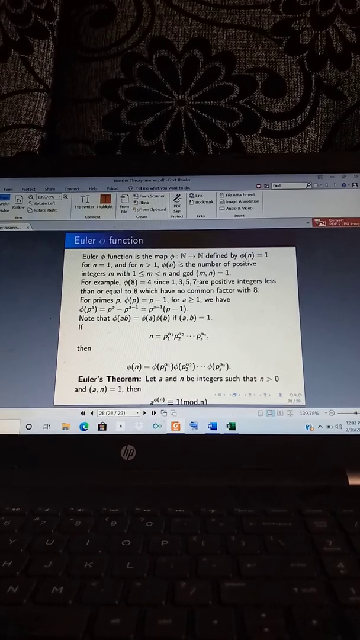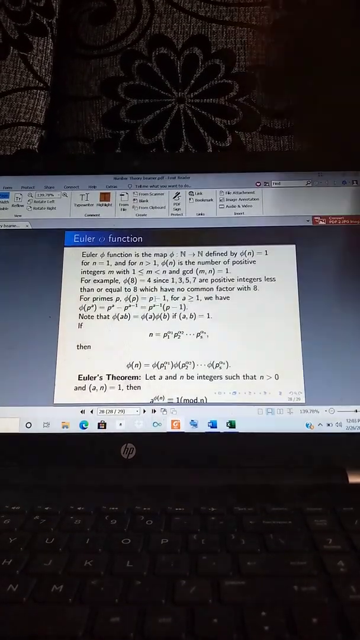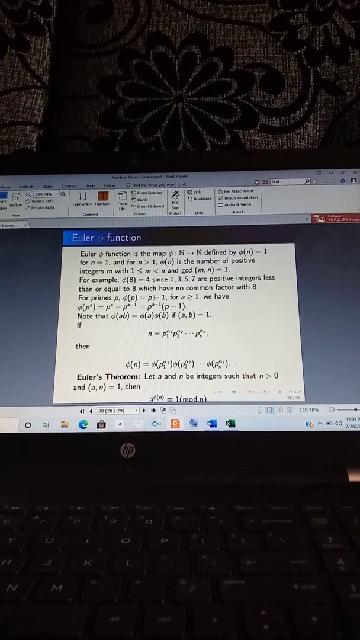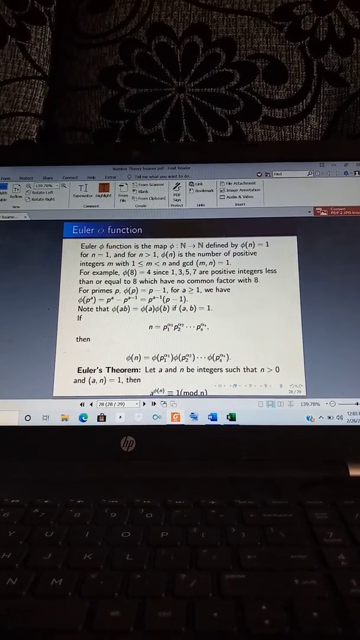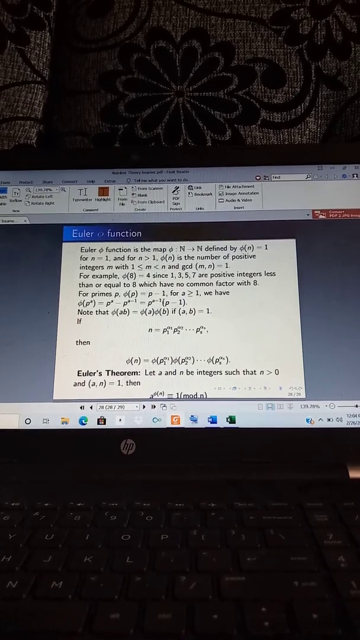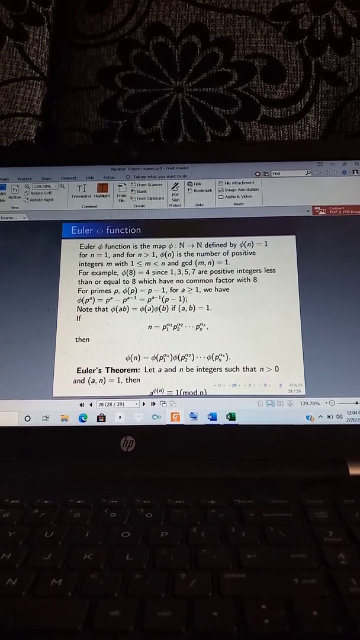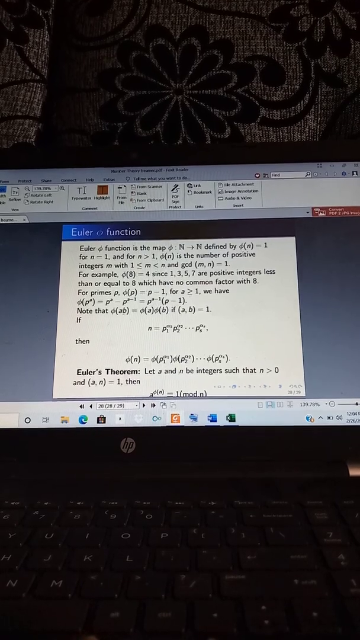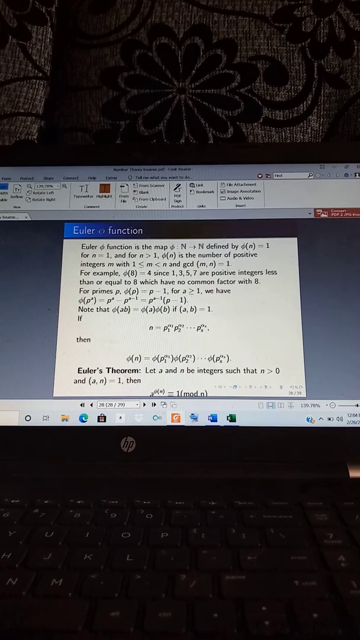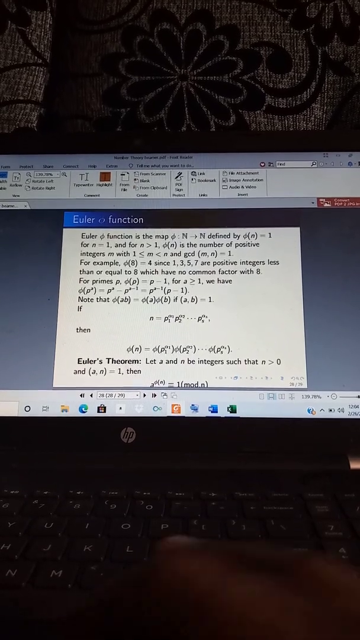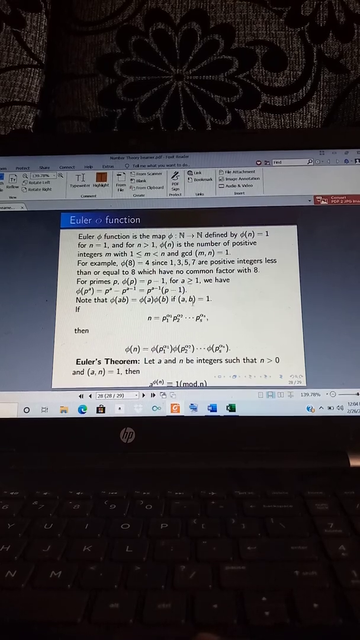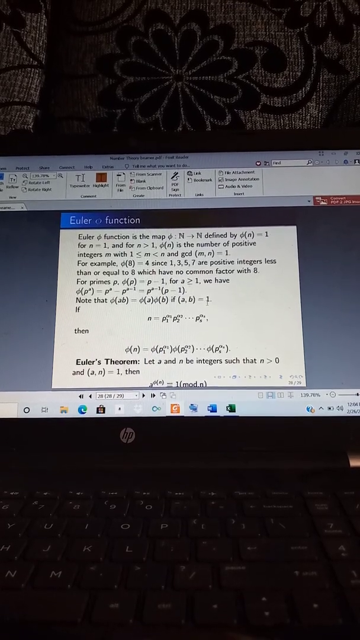For prime numbers, the Euler-phi function will be p minus 1. For a greater than 1, we also have the Euler-phi function of p raised to power a to be p raised to power a minus 1 multiplied by p minus 1. Sometimes we can multiply the Euler-phi function of two positive integers, that is phi of a times b is equal to phi a times phi b, and that is when a and b are co-prime.